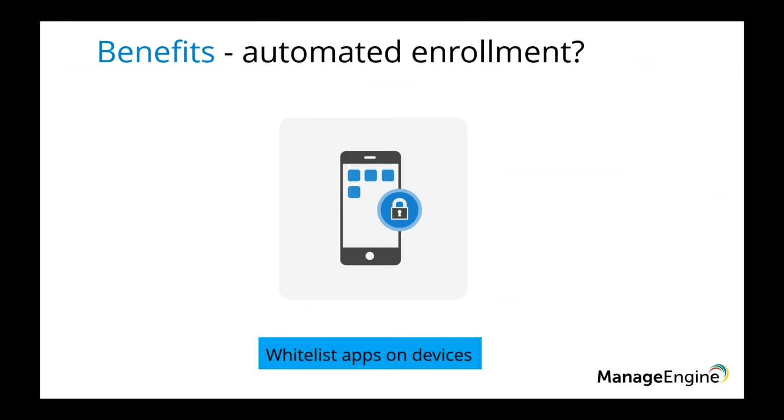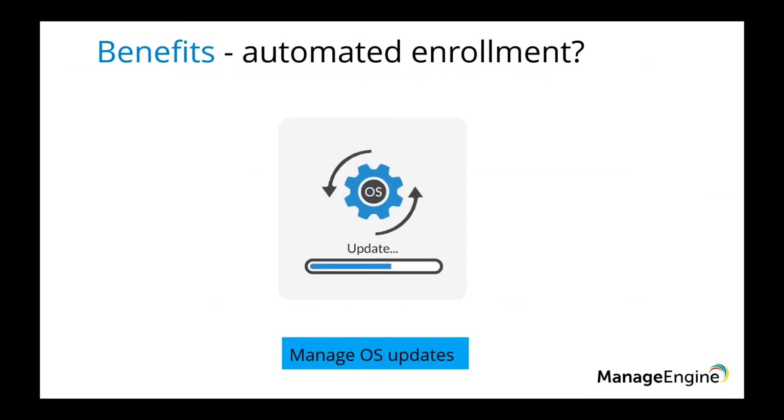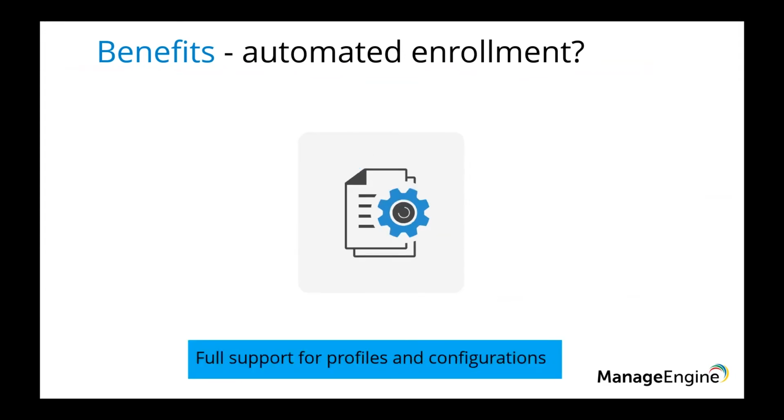So if you would like to whitelist apps, you can do it only when the devices are onboarded through the automated or corporate enrollment. And also you can manage the operating system updates. So you can choose when the device needs to update, or if you want to delay the OS update, you have a policy through which you can customize that. And you'll also have full support for profiles and configurations. So be it any settings on the phone, either a call option, camera settings, or a Bluetooth option, you'll be able to restrict it if it has been added through the corporate enrollment technique.